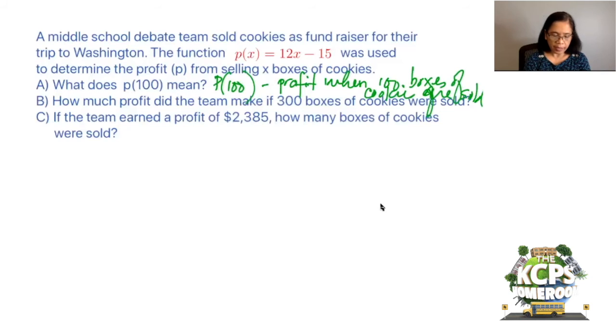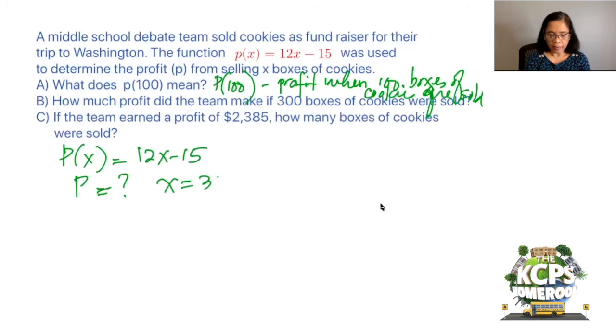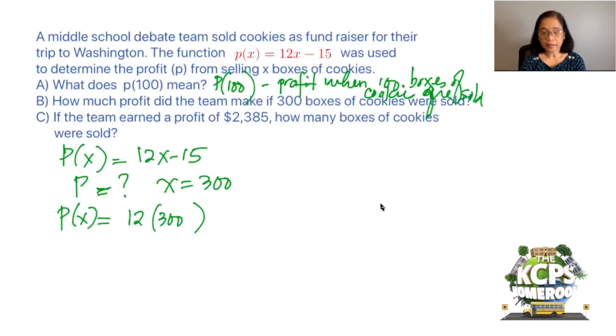Then in letter B, we're asked how much profit. So if we have P of x is equal to 12x minus 15, what is the amount of profit if 300 boxes of cookies were sold? So the profit is equal to 12, when x is 300, we substitute x with 300, then minus 15.